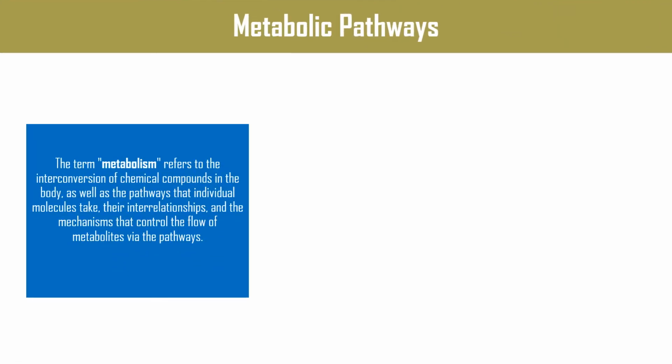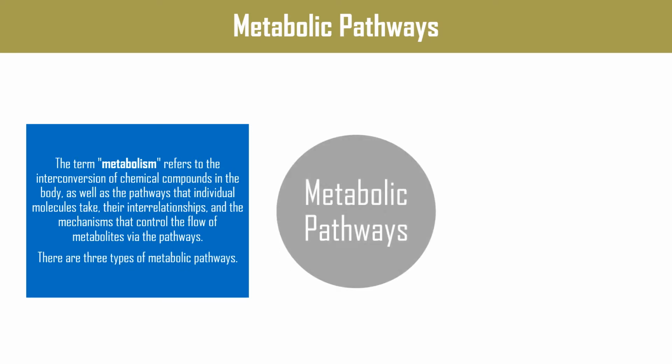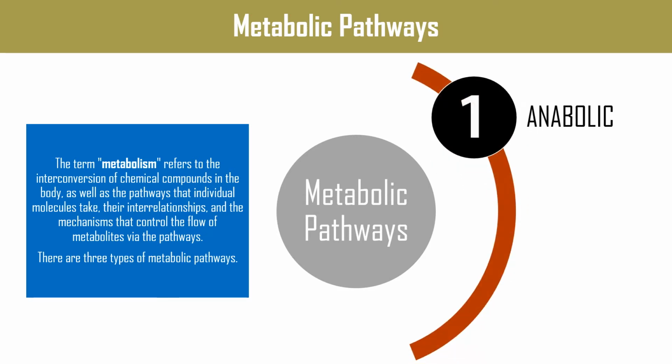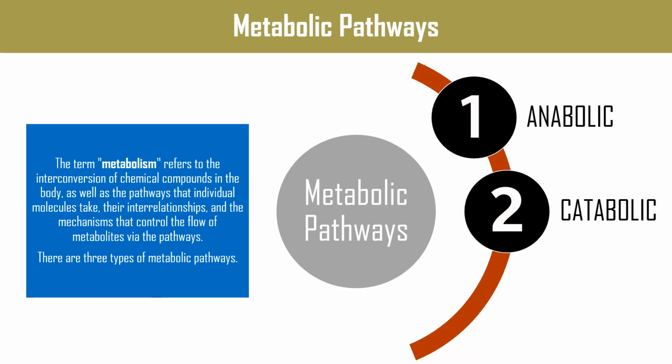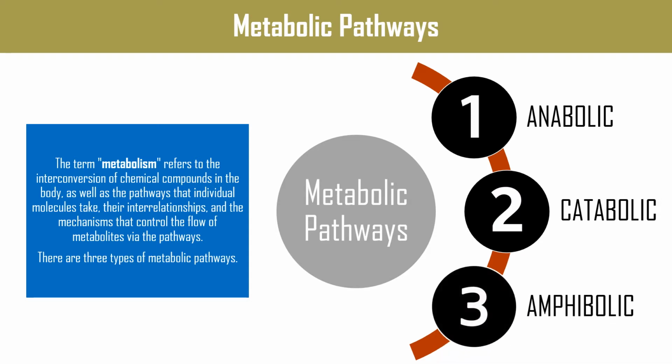Metabolic pathways. The term metabolism refers to the interconversion of chemical compounds in the body, as well as the pathways that individual molecules take, their interrelationship, and the mechanisms that control the flow of metabolites via the pathways. There are three types of metabolic pathways: number one, anabolic; number two, catabolic; and number three, amphibolic.